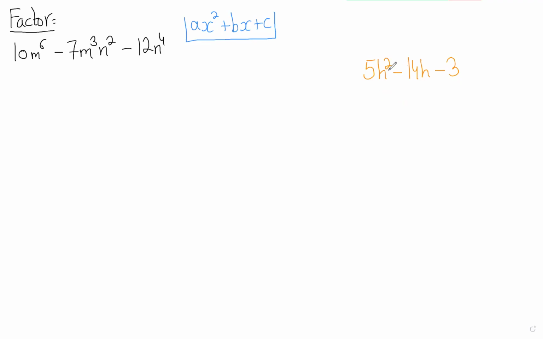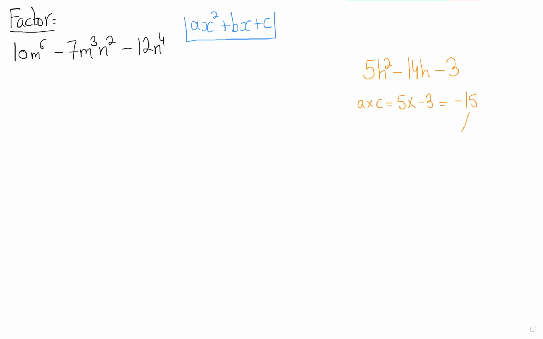So what's the first step when we want to factor something like this? The first step, of course, is to identify the a, the b, and the c. The a here is 5, the b is negative 14, and c is negative 3. And then we want to multiply a with c. In this case, a times c is going to be equal to 5 times negative 3, and that'll be equal to negative 15.